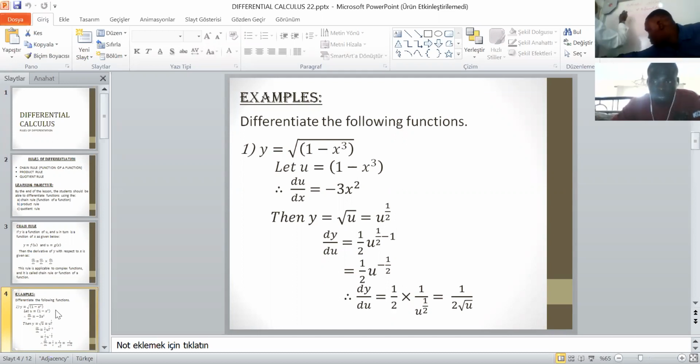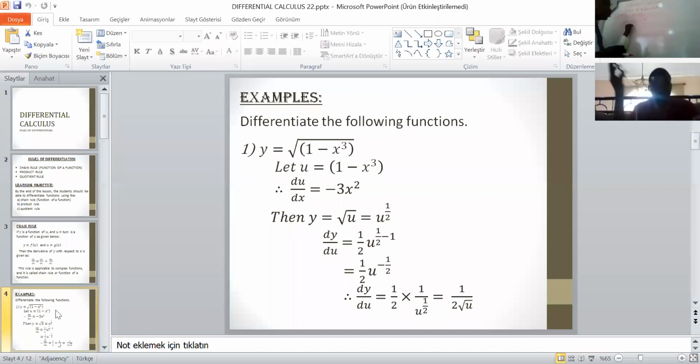Number 1. Y is equal to the square root of 1 minus x raised to the power 3. And of course, what you have under the square root is 1 minus x cubed, which makes it a complex function. It will be easier for you if you use the chain rule in this instance. You can bring in another variable, let u equal that expression under the square root. And that u is equal to 1 minus x cubed. I've made u now a function of x.